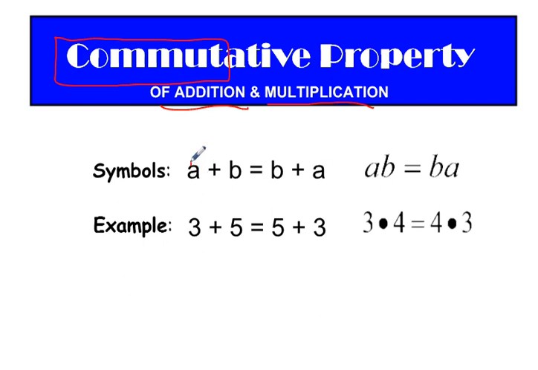So if I do A first and then I add B, I'm going to get the same answer as if I do B first and then add A. Same thing when we multiply. That order does not matter. And this works when we have 2, 3, 4, or more terms. So if I do A times B times C times D, that's the same thing as C times B times A times D. That order isn't going to matter there.